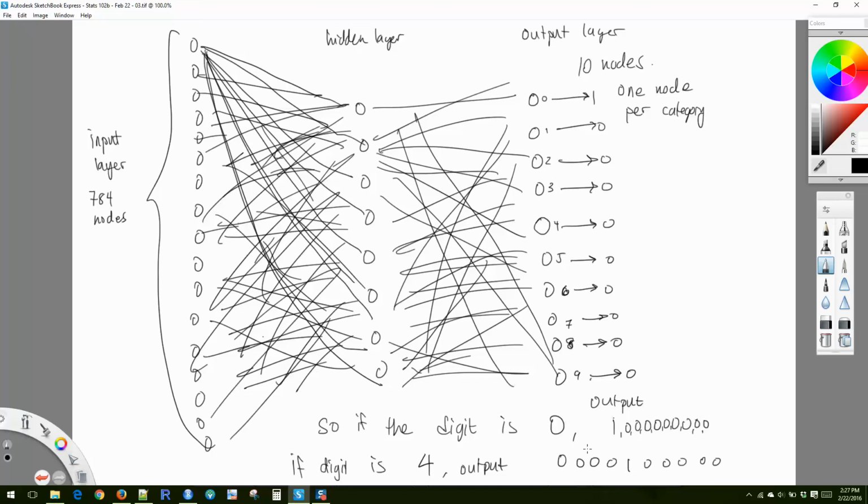And for the 60,000 images, our output will then be a matrix, because you're going to have one row for each image. You feed in a 28 by 28 image. We re-express that 28 by 28 image as a vector of 784 values. Those 784 values go in, we multiply them by some weights, and we apply the sigmoid function in our hidden layer.